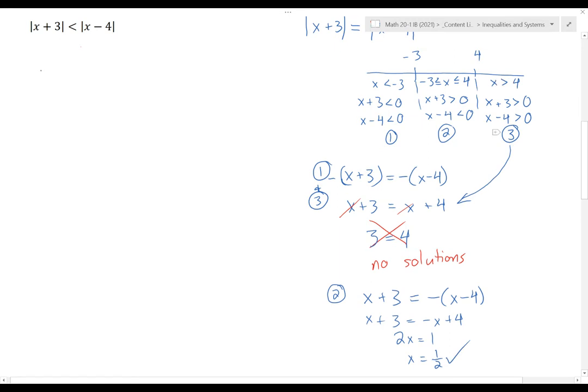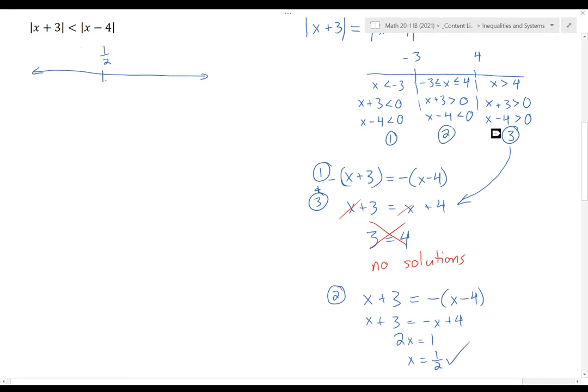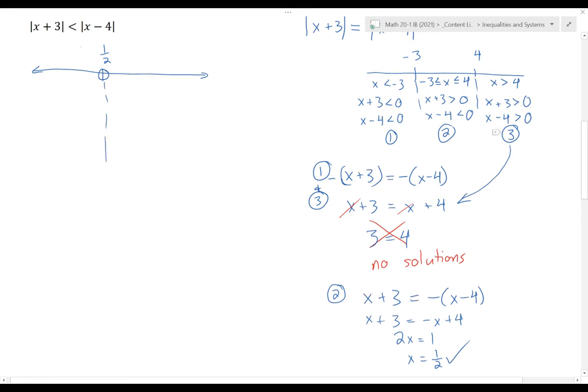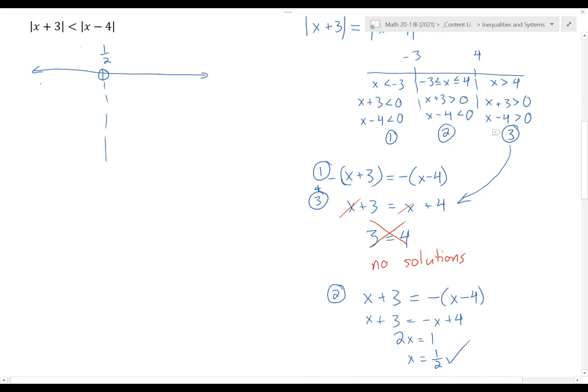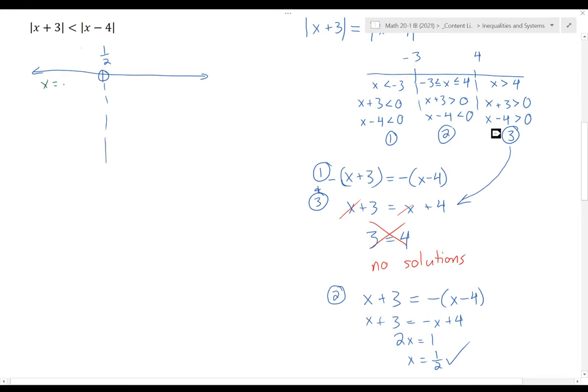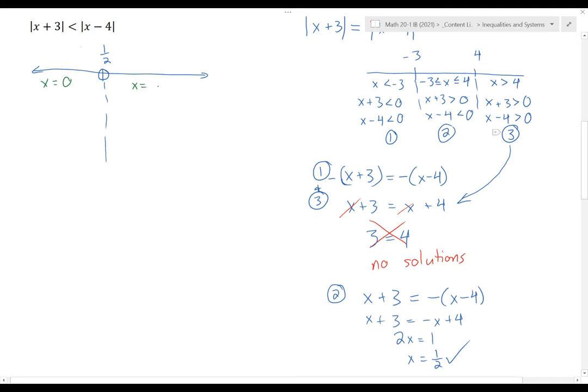And this means that for my inequality, I have only one critical value. That is 1 half. And 1 half is not actually part of the solution because I want to know when is the absolute value of x plus 3 less than the absolute value of x minus 4, not equal to. So now I'm going to test a value on either side of 1 half. So let's say when x equals 0, or when x equals, let's say, 7.